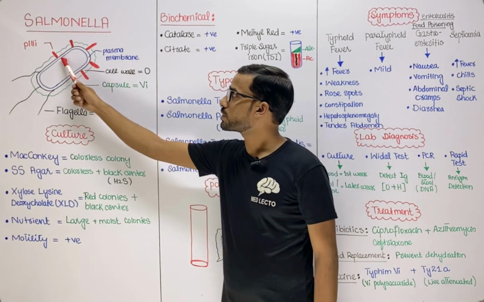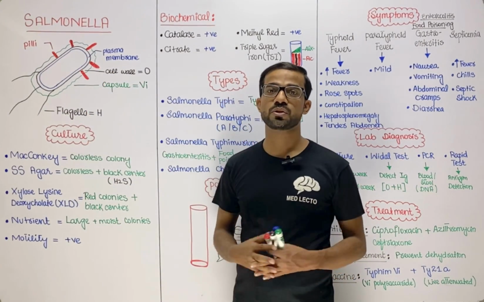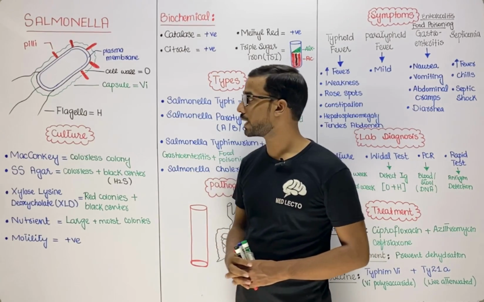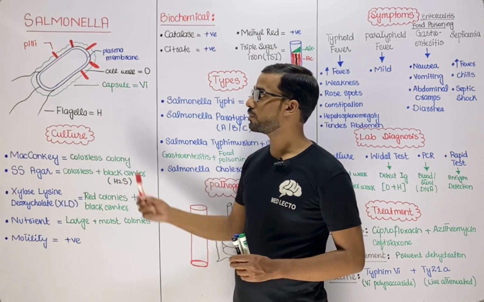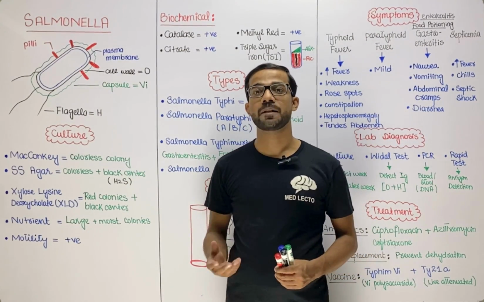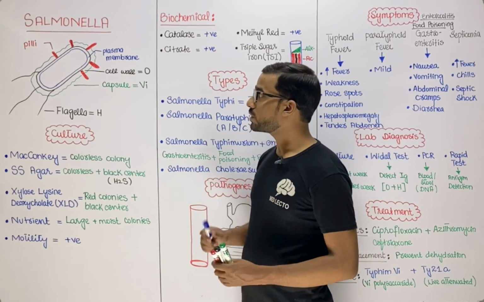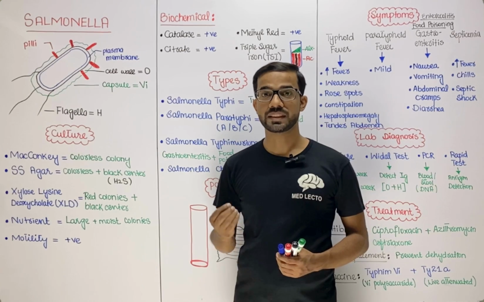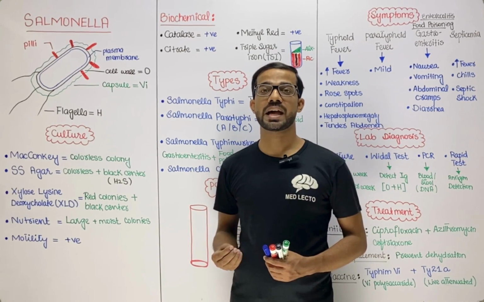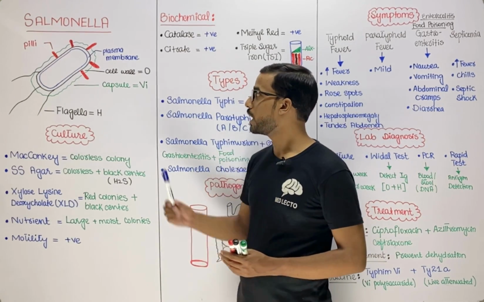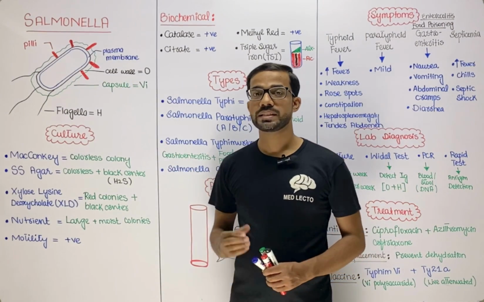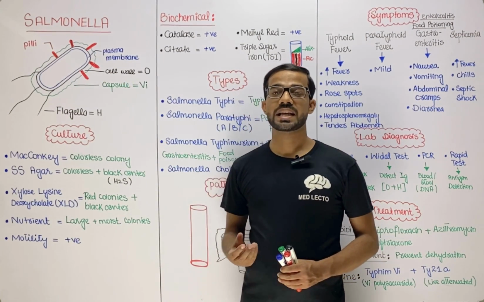Along with that, you will also see the presence of pili, which are used for the conjugation of different bacteria. After that, you will see the flagella, which help in the movement of salmonella. So, three things in the structure will act as antigens. The first one is the cell wall. The cell wall will act as an antigen.